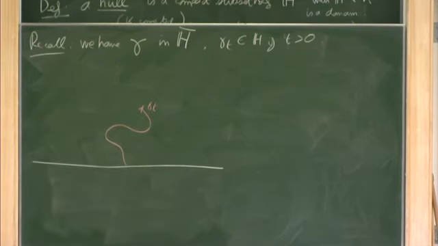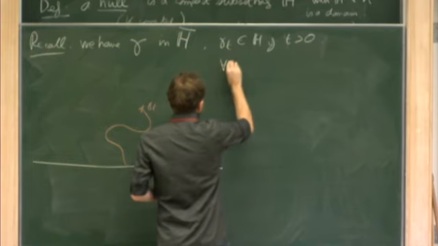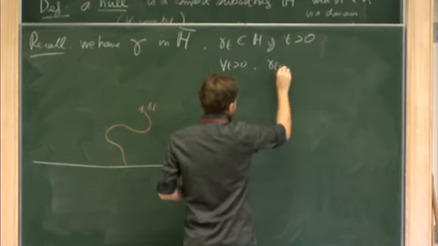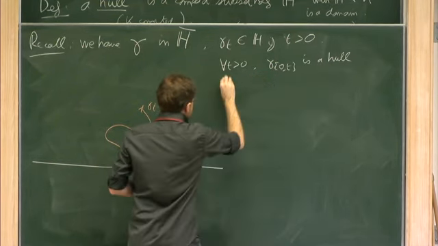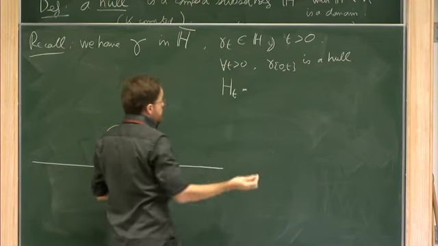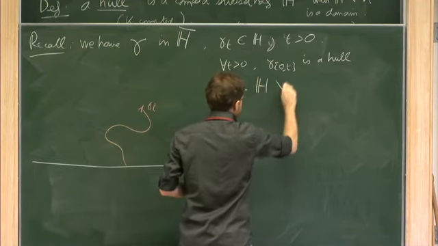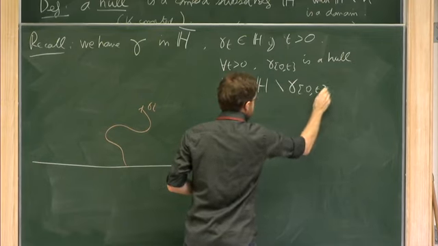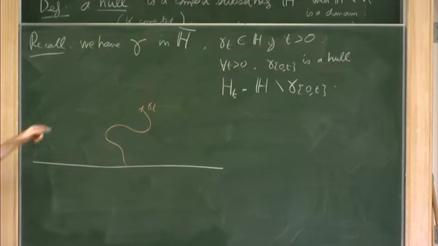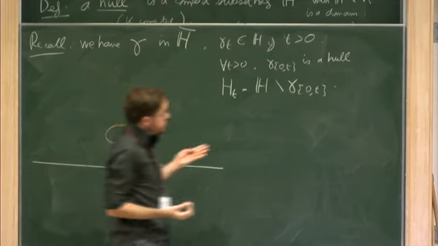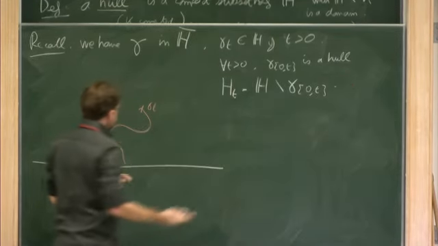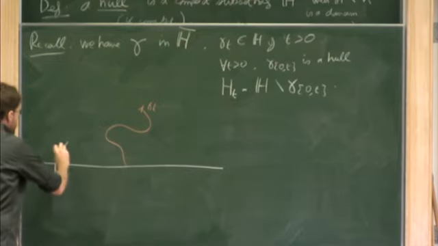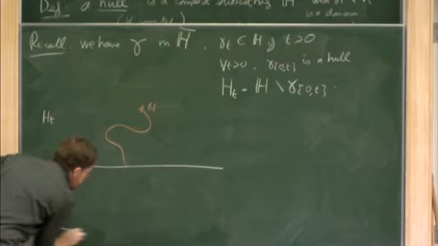And for each t, gamma between 0 and t is a hull. So for every t positive, gamma between 0 and t is a hull. So let's define H_t to be the complement of this hull. So it's H minus gamma between 0 and t. And now there is a unique conformal map with this expansion here. So there is a unique map that maps back. So this is H_t back to H.